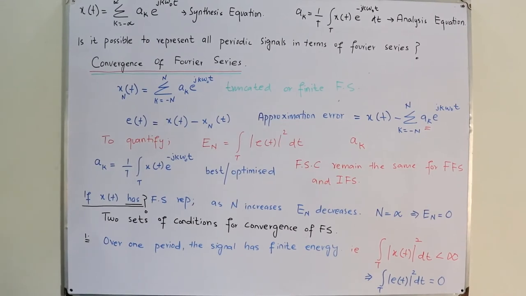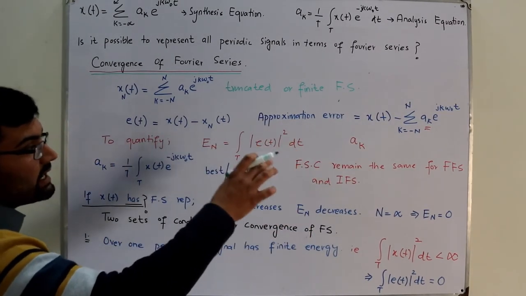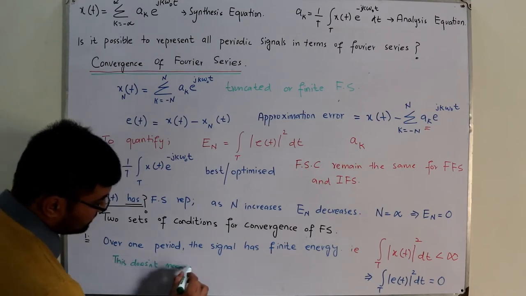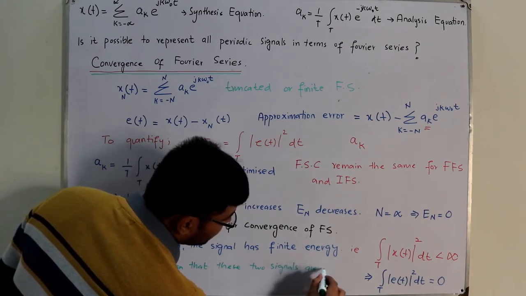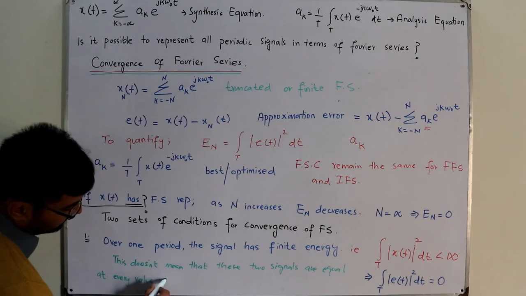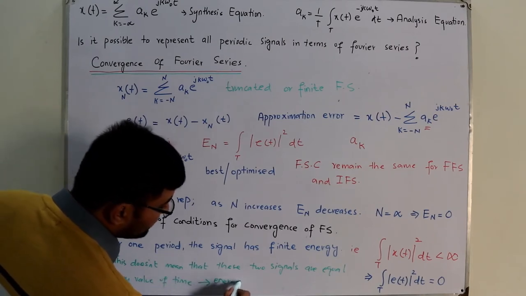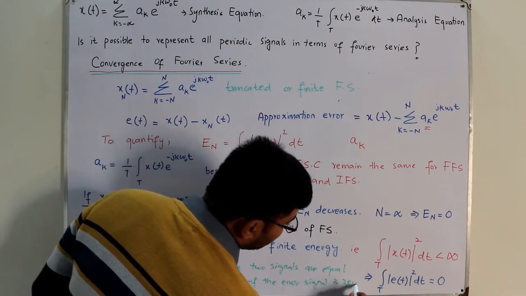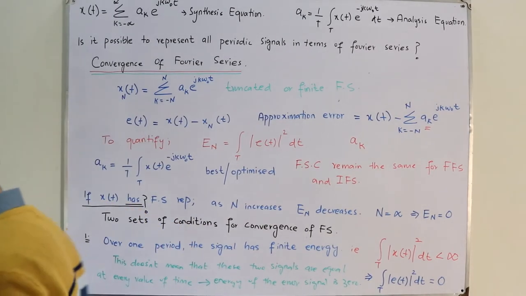If you want me to write it for you, this is an important point I should write. This doesn't mean that these two signals are equal at every value of time. But this means that the energy of the error signal is zero. And I told you that from a signal and system point of view, the important parameter is energy. So if the energy is zero, that's it. Fine, so that was the first condition.